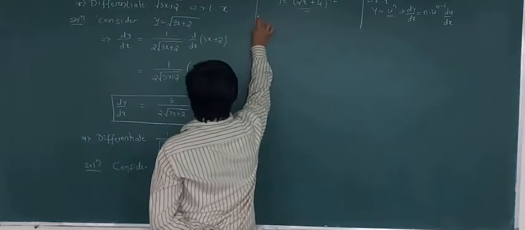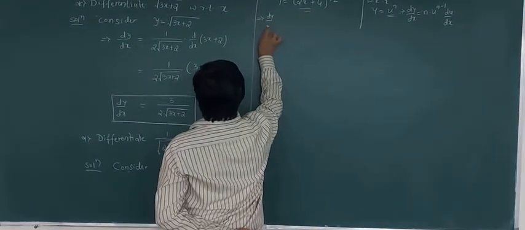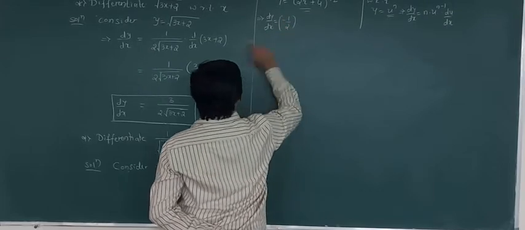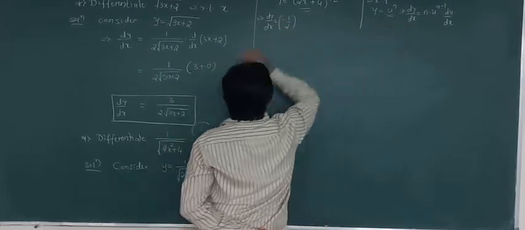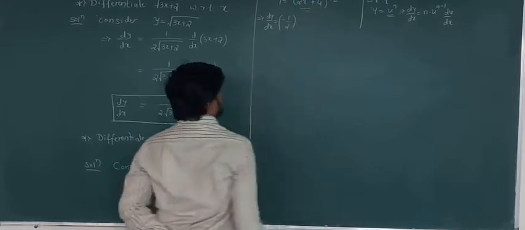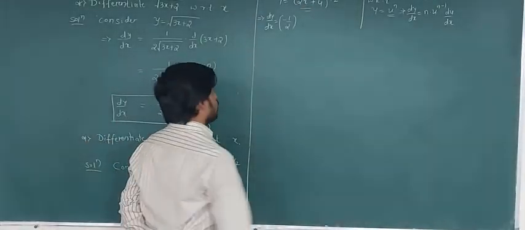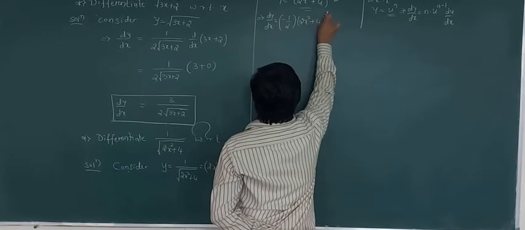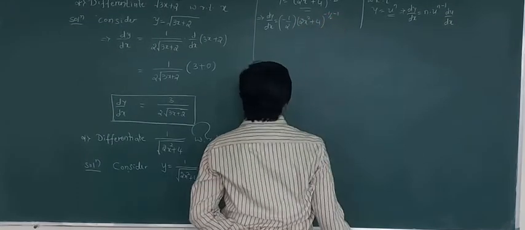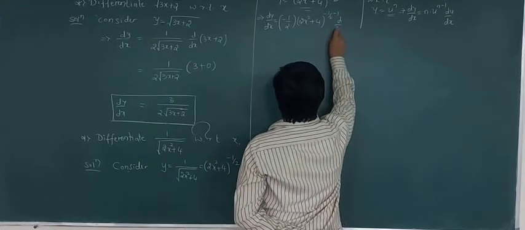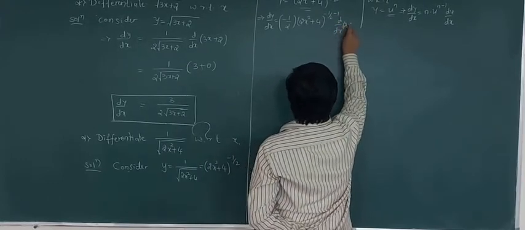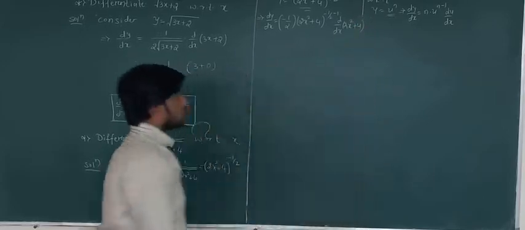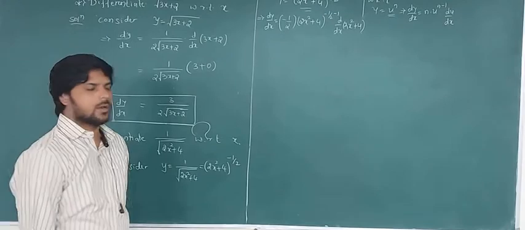So the derivative of this function, dy by dx, is equal to minus 1 by 2, because n is minus 1 by 2. So n into u to the power n minus 1, that is 2x square plus 4 to the power minus 1 by 2 minus 1, into d by dx of 2x square plus 4, because in place of u we have 2x square plus 4.